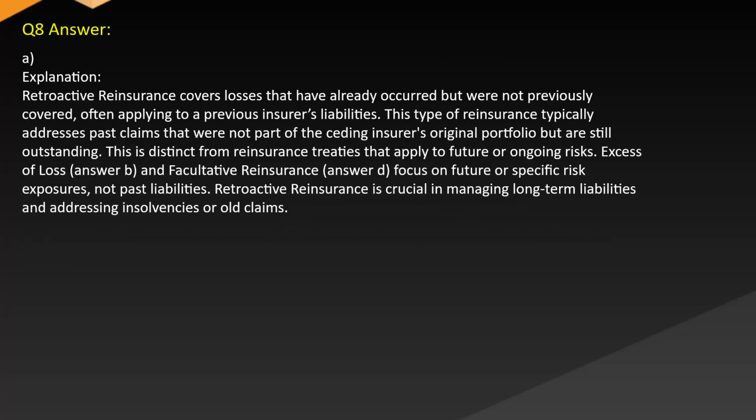Answer A. Explanation. Retroactive reinsurance covers losses that have already occurred but were not previously covered, often applying to a previous insurer's liabilities. This type of reinsurance typically addresses past claims that were not part of the ceding insurer's original portfolio but are still outstanding. This is distinct from reinsurance treaties that apply to future or ongoing risks. Excess of loss, answer B, and facultative reinsurance, answer D, focus on future or specific risk exposures, not past liabilities. Retroactive reinsurance is crucial in managing long-term liabilities and addressing insolvencies or old claims.